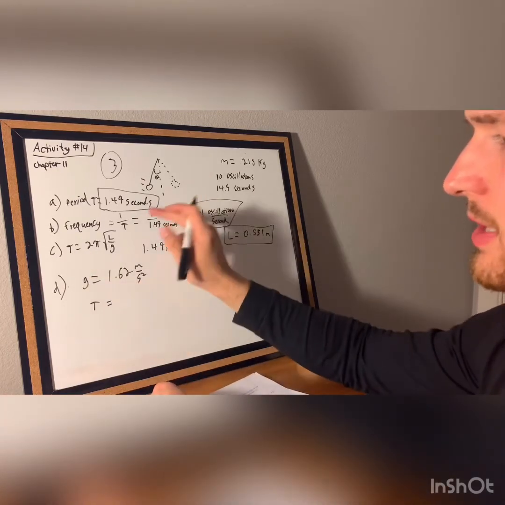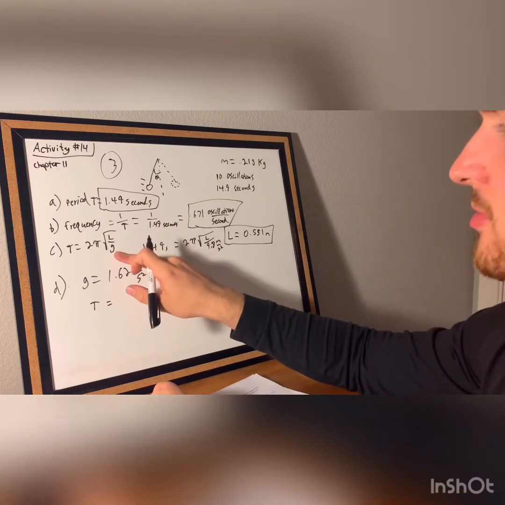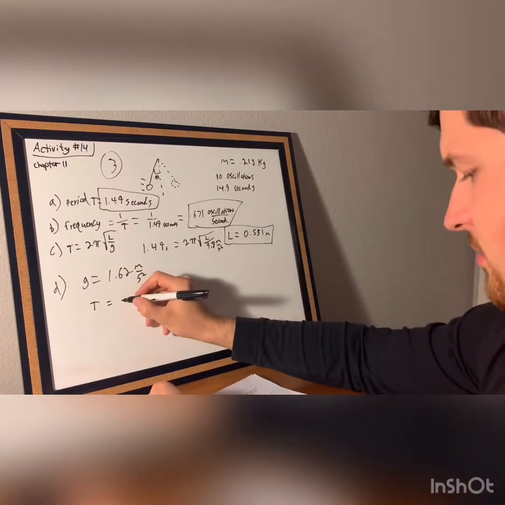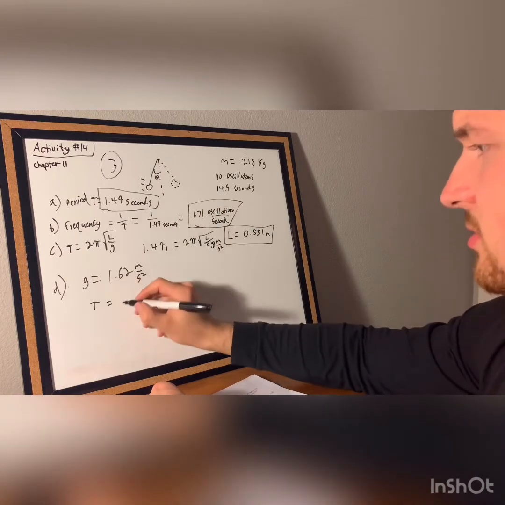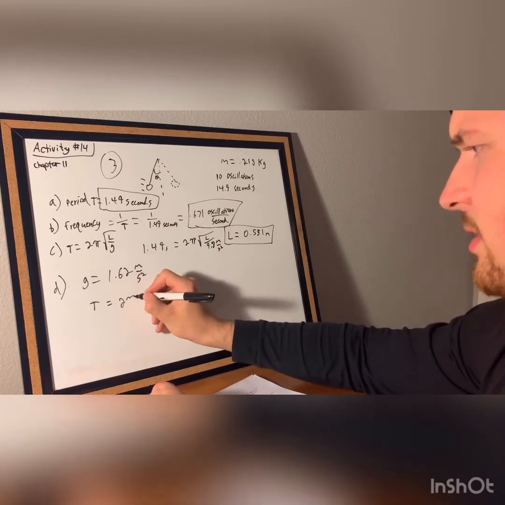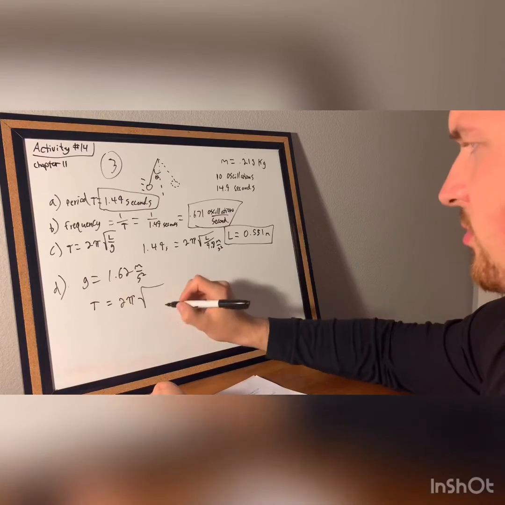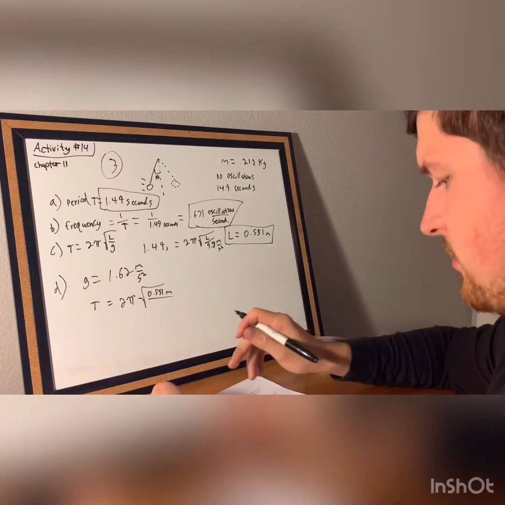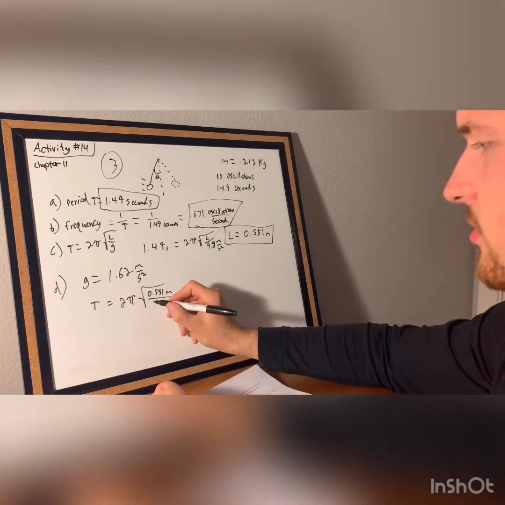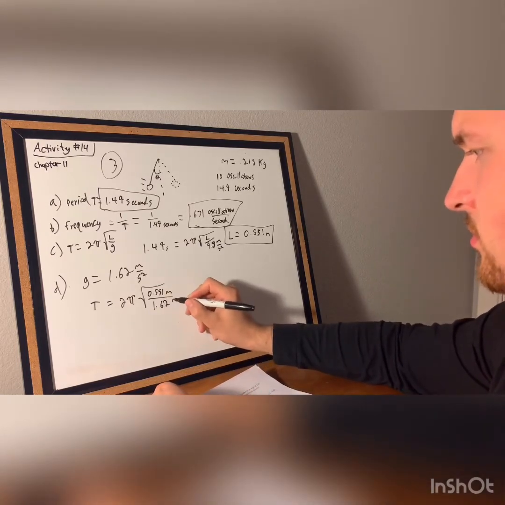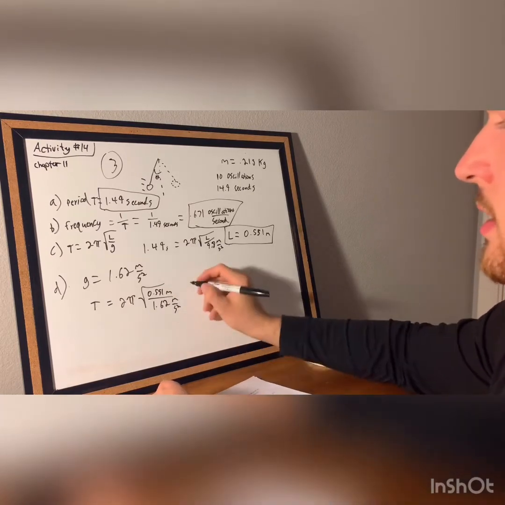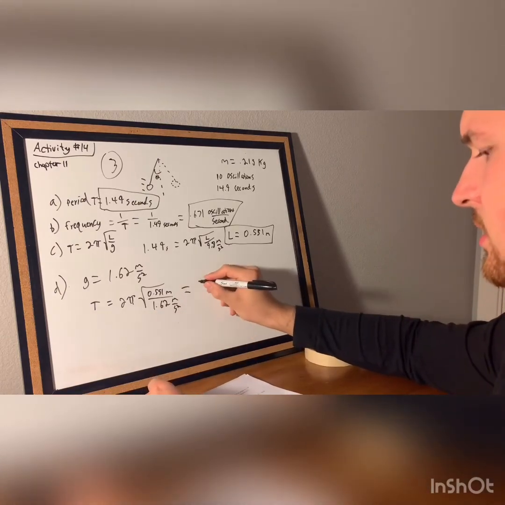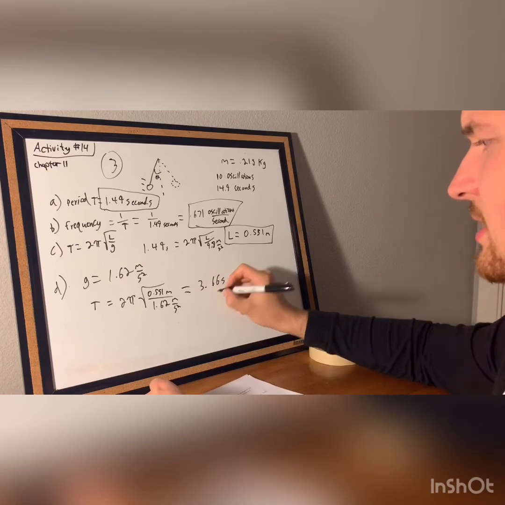What we are given is the gravity of the moon, and we also have L from the last problem, which is the length of the string. So we just do period equals 2 pi square root of the length of the string, 0.551 meters, over the gravity of the moon. When you run this through your calculator, you get 3.66 seconds.